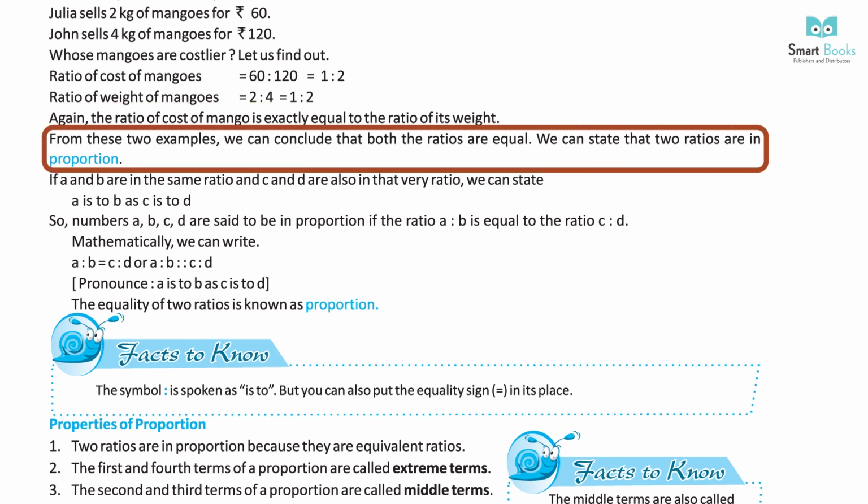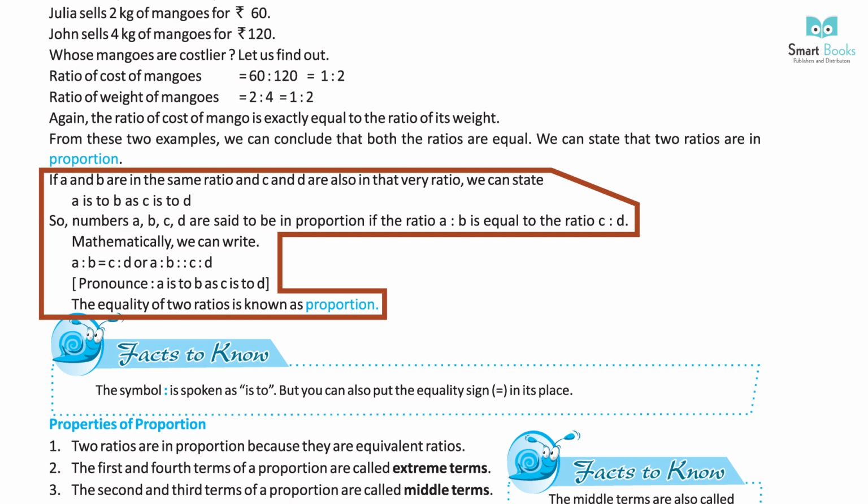From these two examples, we can conclude that both the ratios are equal. We can state that two ratios are in proportion. If A and B are in the same ratio and C and D are also in that very ratio, we can state A is to B as C is to D. So numbers A, B, C and D are said to be in proportion if the ratio A to B is equal to the ratio C to D.